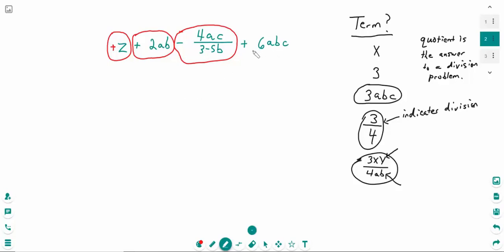And then lastly, we have a 6ABC. Well, that's an indicated product. There's multiplication going on there. So again, that would be a term. So in grand total, we have 4 different terms in this expression.